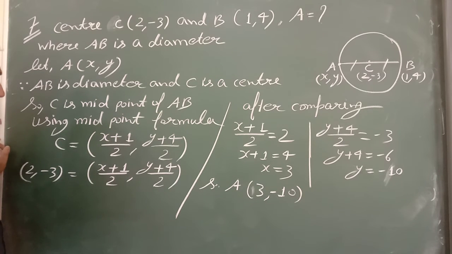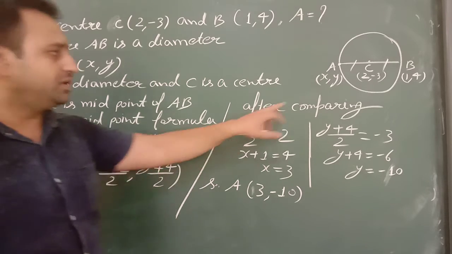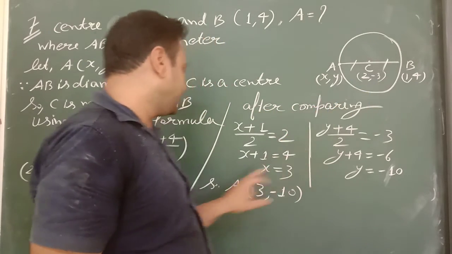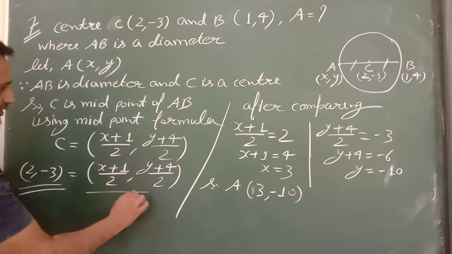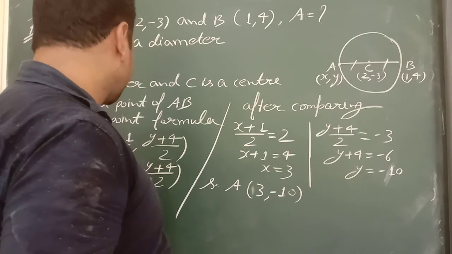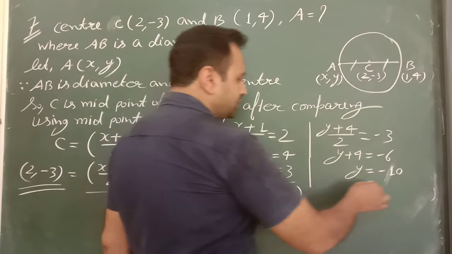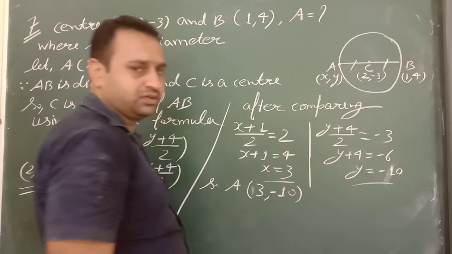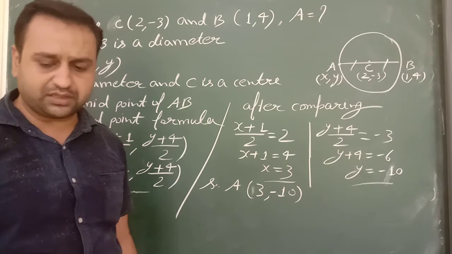Then we use the midpoint formula. C equals (x1 plus x2) upon 2, comma (y1 plus y2) upon 2, and the coordinate of C is (2, -3). Then we put both equal, abscissa equal to abscissa, ordinate equal to ordinate. After comparing, x equal to 3 and y equal to -10. So point A has coordinate (3, -10).